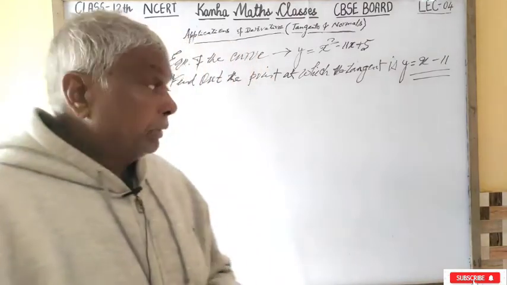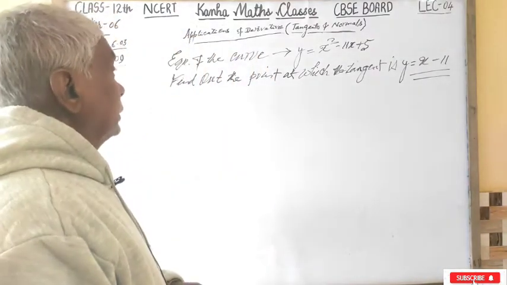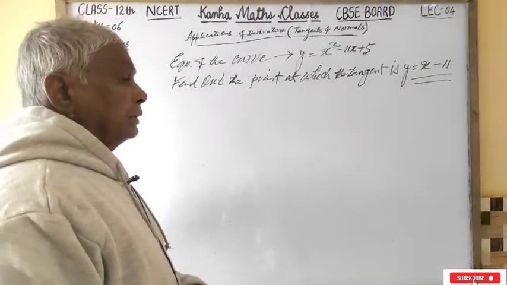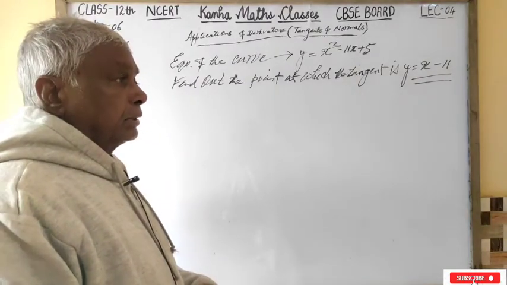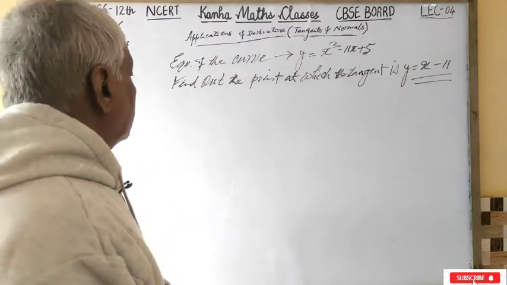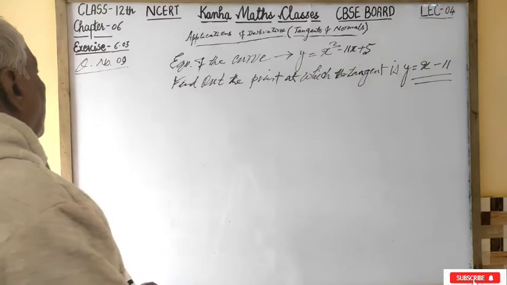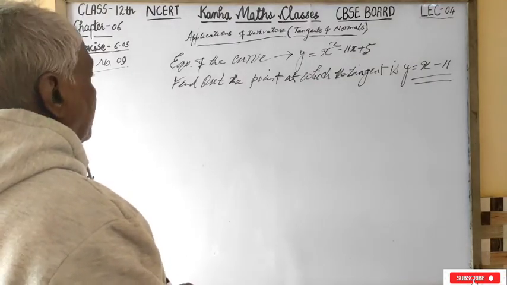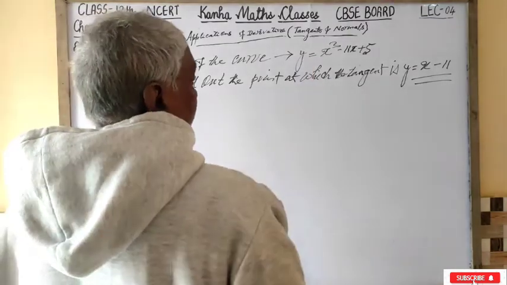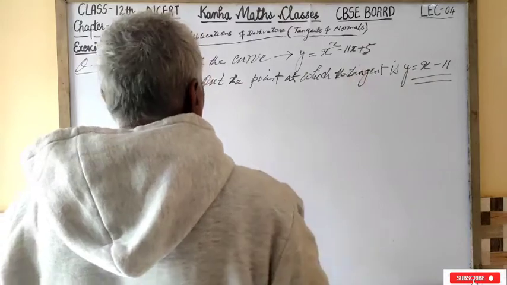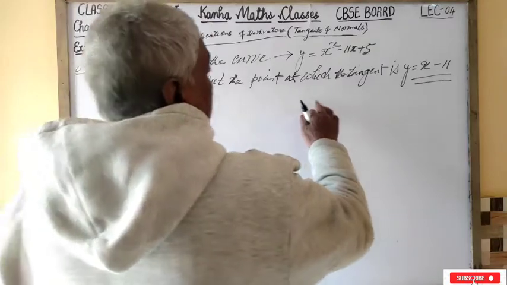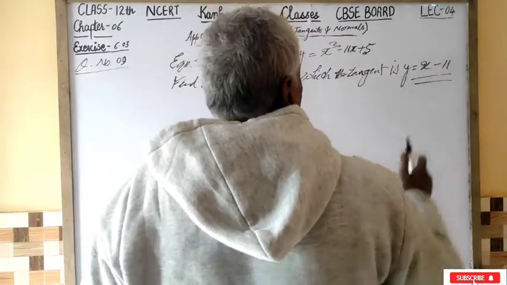In continuation of previous videos, that is the usage of derivative in finding out the tangents and normals, or the point of the tangents or point of the normals under certain conditions. In this reference, I will draw your attention to the solution of question number 9, where the equation of the curve y is equal to x cube minus 11x plus 5 is given, and you have to find the point at which the tangent is y is equal to x minus 11.